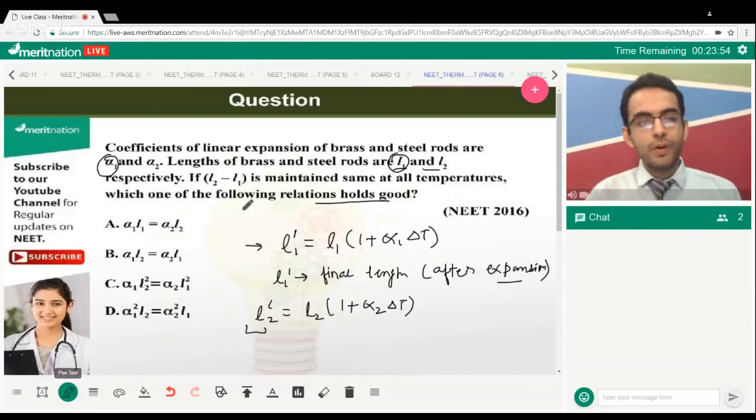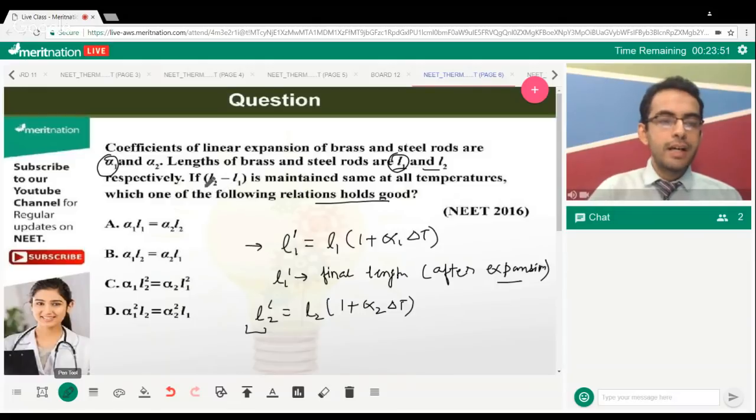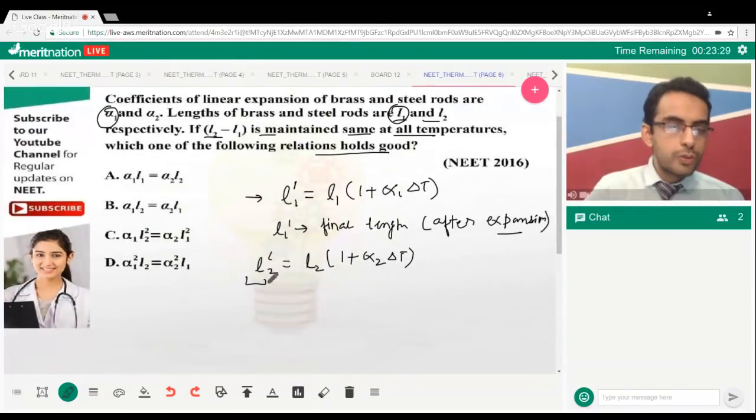Now, what is given in the question? The question says that L2 minus L1 is maintained same at all temperatures. So at a particular temperature, if you find the difference of the two lengths, it remains constant. It remains same. So just do one thing: find the difference of the two lengths. Just subtract equation 1 from equation number 2.